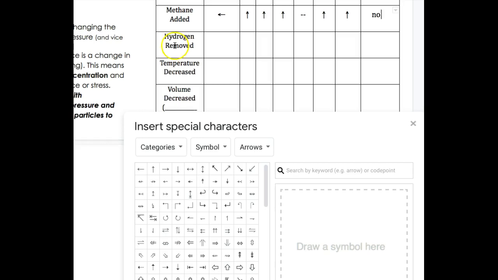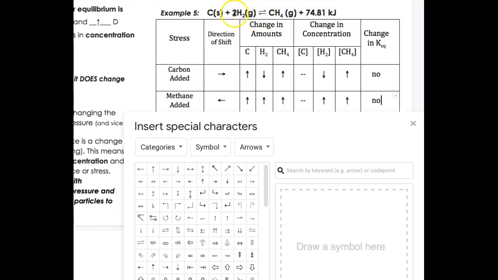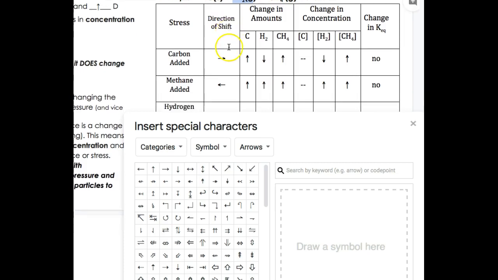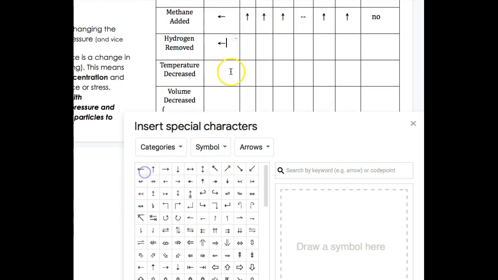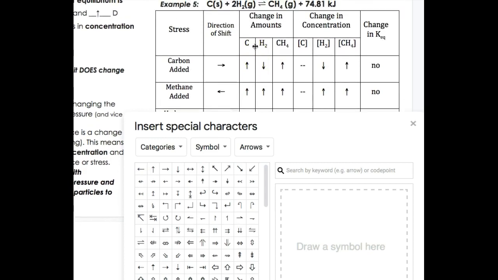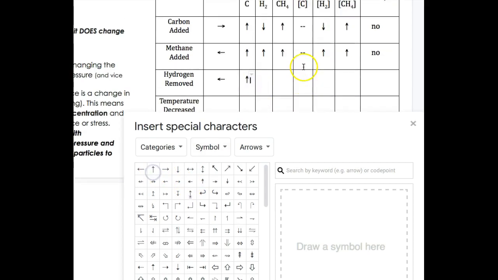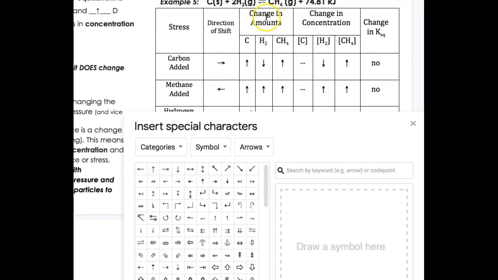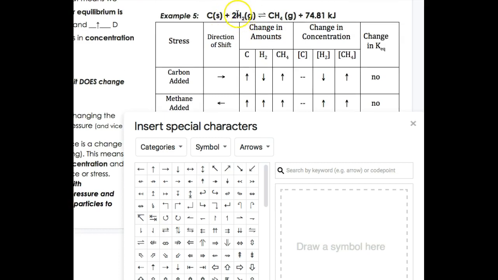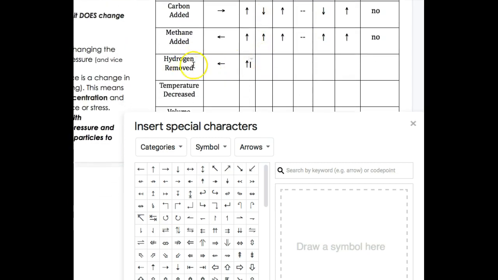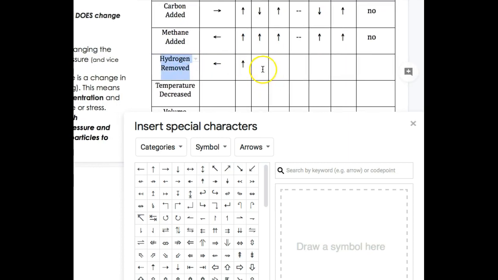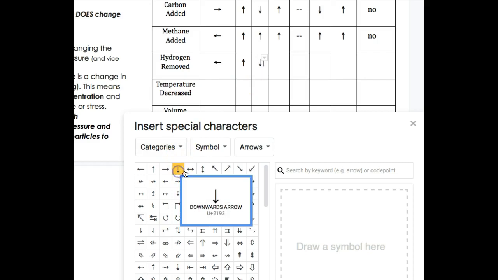The next one is hydrogen is removed, so we're removing this, and the only way to counteract that is to make more of it. So there's going to be a shift to the left, and that means we're going to have more carbon because it's shifting to the left, but also you're going to make a little bit more hydrogen. But because we've removed some of it as a disturbance, you're actually going to have less of it after equilibrium is reestablished.